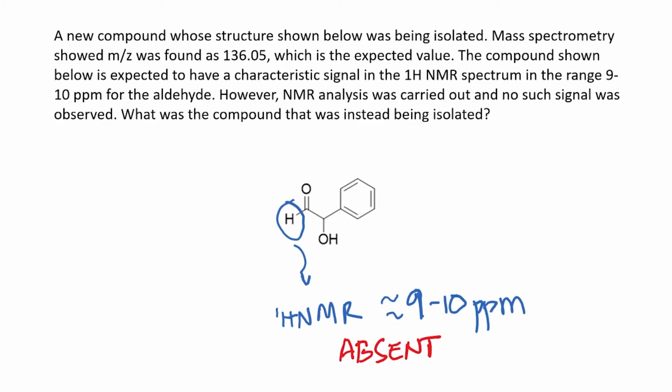A new compound whose structure is shown below was being isolated, and mass spectrometry showed the m/z was 136.05, which is what is expected for the structure. But when you record the NMR spectrum, you would expect a signal between 9 and 10 ppm for the aldehyde, but that was absent. So the question is, what was the compound that was instead being isolated? Given that this proton was absent and the mass is as expected, one possibility is to consider enolization. So let's now look at that option.